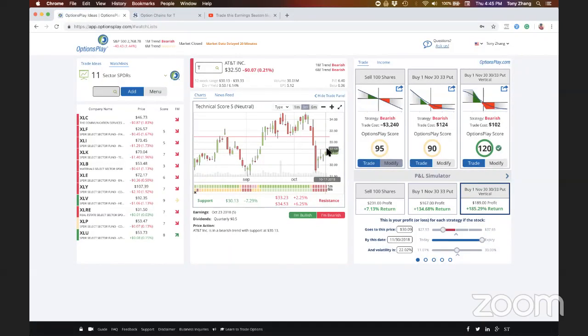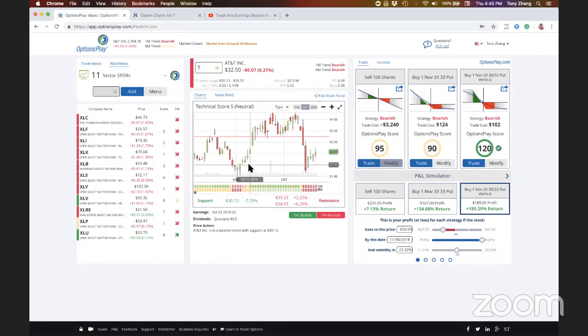Now, keep in mind that this is just my personal opinion. This is by no means a solicitation to trade these strategies. I'm creating these simply for educational purposes, but I do think this is an interesting trade.